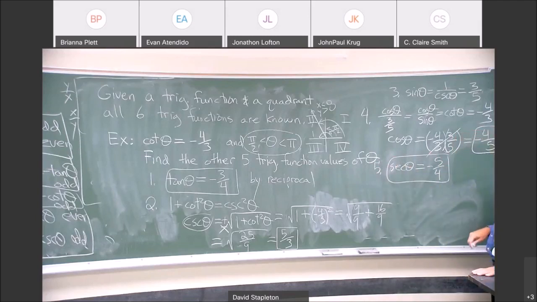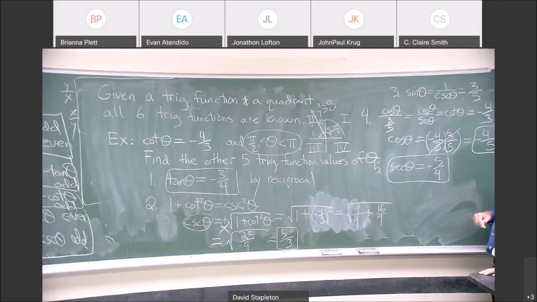And there are other orders to do this if you prefer. Like once I have sine, one important thing to know is I immediately know cosine. Engineers often do this. You know, sine is given, cosine is plus or minus square root 1 minus sine squared by the Pythagorean identity. I solve for cosine. So that's a good way to do it too.